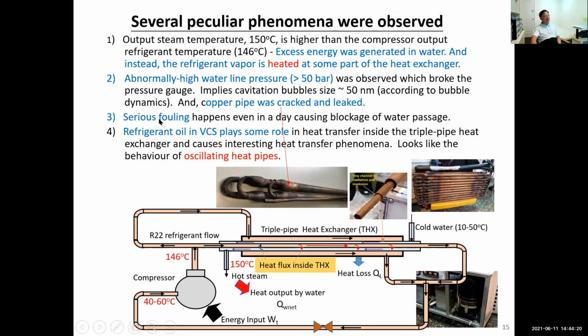The third, there's serious fouling that happens even within a day, causing blockage of the water passage. Overnight, you find the water passage blocked by fouling scale. So it's quite strange. Usually fouling happens in heat exchangers and boilers, but it should not be so fast, in a day or overnight. The last peculiar phenomenon I'd like to mention is that the refrigerant oil of the vapor compressor seems to play some role in heat transfer inside the triple point heat exchanger, and it causes interesting heat transfer phenomena. Just like the behavior of an oscillating heat pipe, the heat transfer has an oscillating effect. It goes back and forth, and that also causes the excess heat.